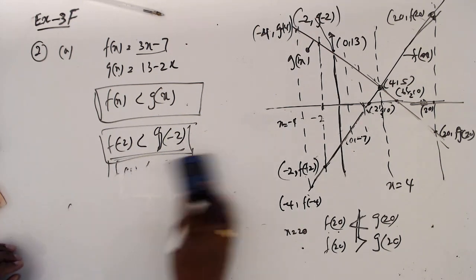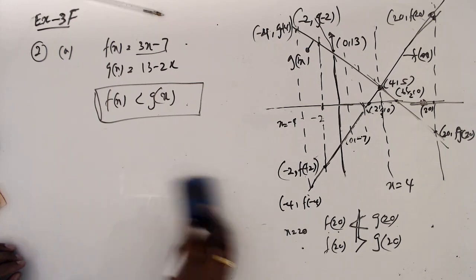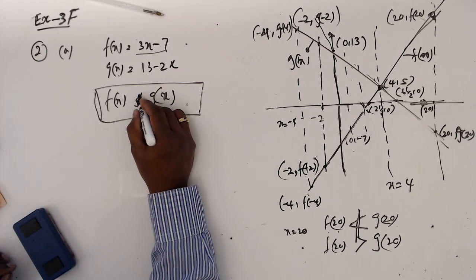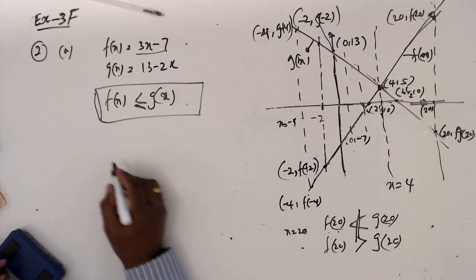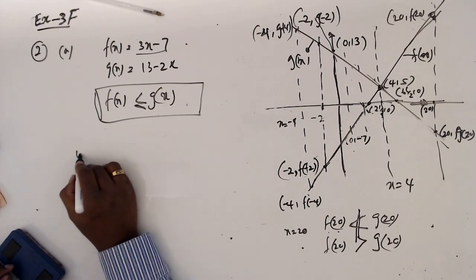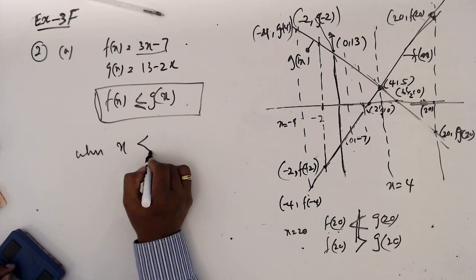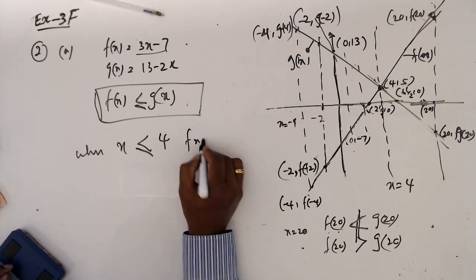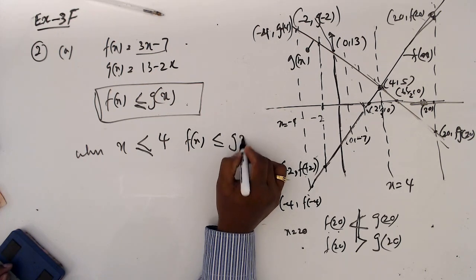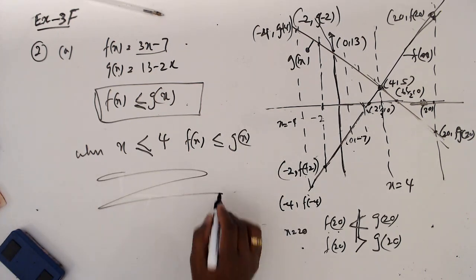If I wipe it up, I can see that there's an inequality sign as well. Instead of the strict inequality, you have to write: when x is less than or equal to 4, f(x) is greater than or equal to g(x).